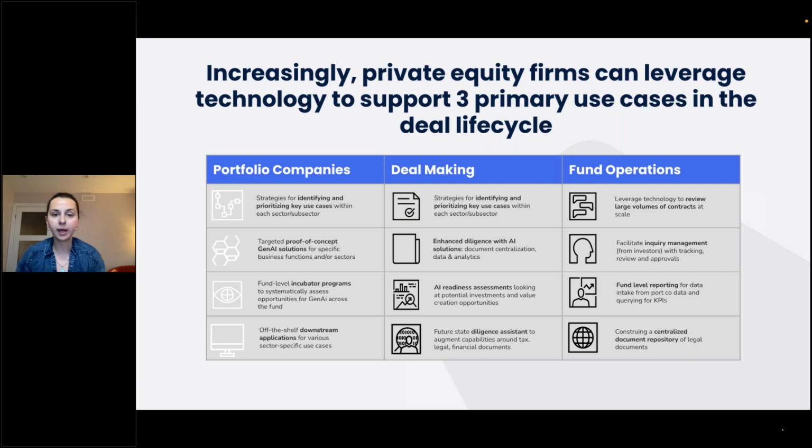So enhanced diligence with AI solutions around document interrogation, data and analytics, maybe even future state diligence assistance to augment capabilities around tax, legal, and financial documents are seen to be critical in disrupting the space. Artificial intelligence has emerged as one of the most sought after services in the market. And a lot of the generative AI tools right now are plugins embedded with enterprise software.